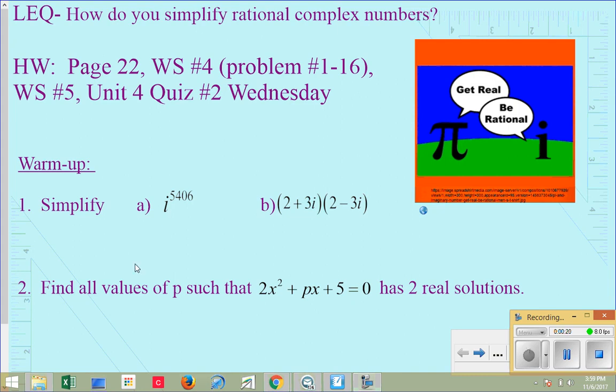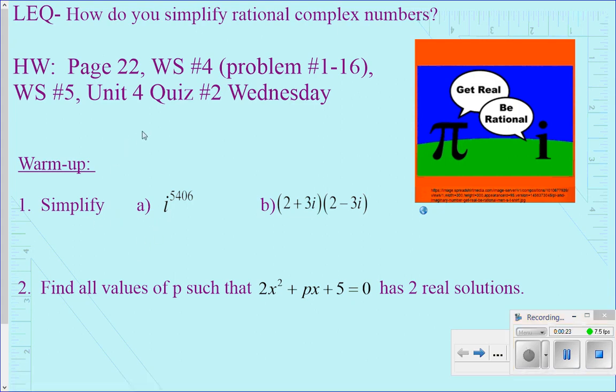So the first one, we can take 5,406 and divide it by 4 to figure out how many times through the cycle and what the remainder is. But actually, anytime you have large exponents like this, you really only care about the last two digits and how many times 4 goes into that, or what's the remainder. So I really only actually have to divide 6 by 4, and it goes in one time, and the remainder is 2. So this is equal to i squared, and i squared is equal to -1.